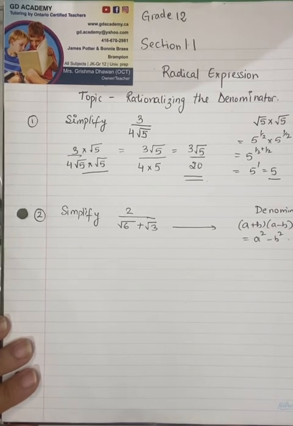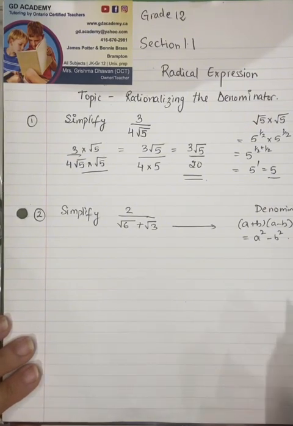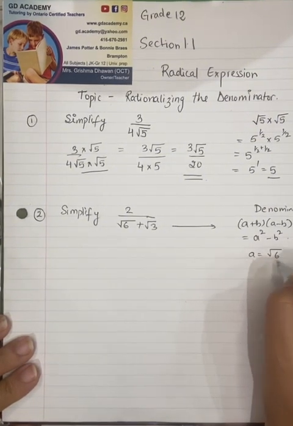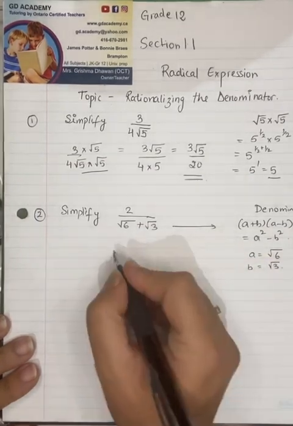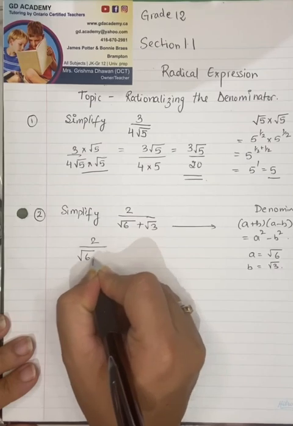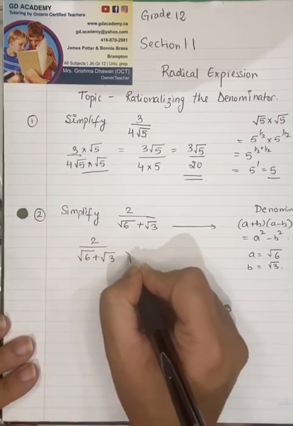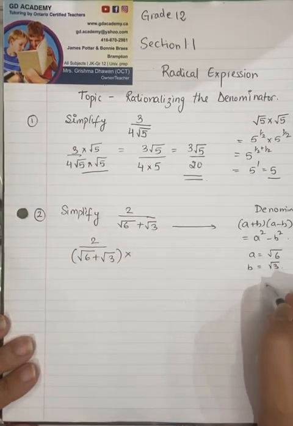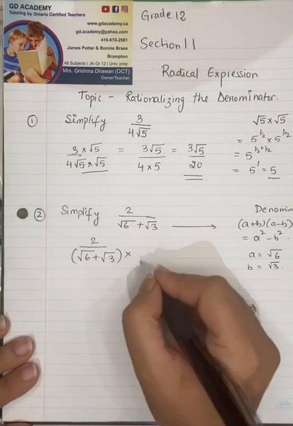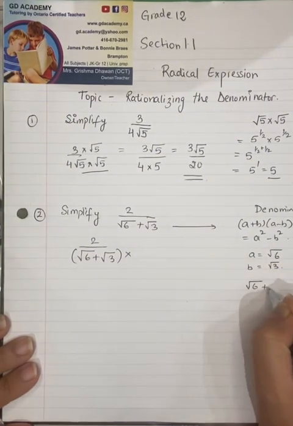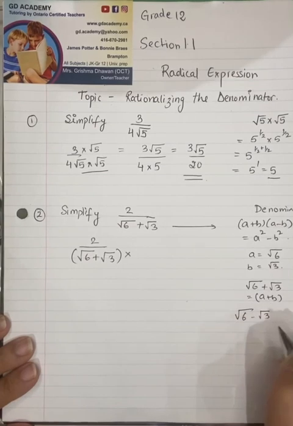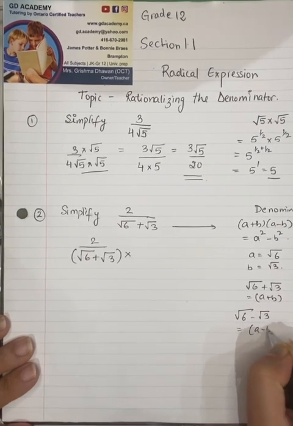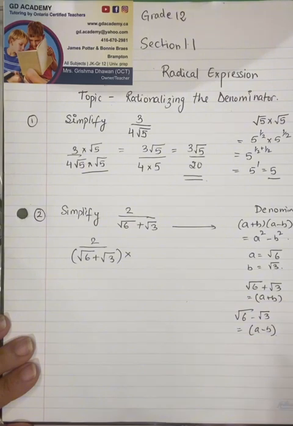In this we're going to apply the formula which is a plus b into a minus b equal to a square minus b square. If you look at the denominator, our root 6 looks like a, root 3 looks like b, and now we have to apply the formula. To have this formula applied to this question, we have to multiply numerator and denominator by a minus b. We have a plus b form, we need a minus b. So our a is root 6 and our b is root 3.